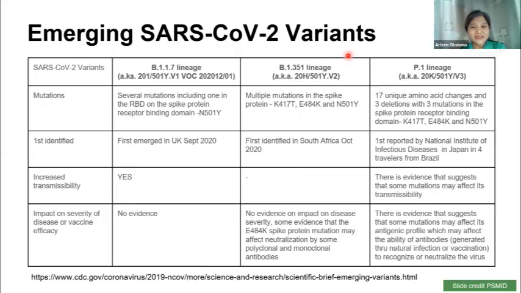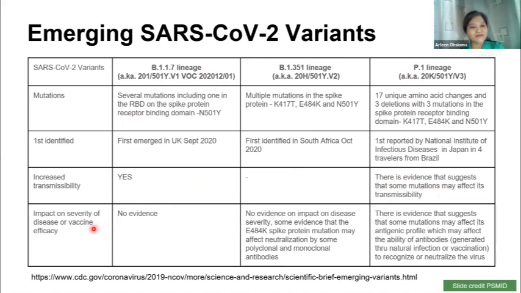So this table will show you the different variants, their mutations, where they were first identified, and then whether they confer increased transmissibility. So for the UK, it was confirmed to be more infectious compared to the wild type, and for the South African, there is evidence that suggests that some mutations may also affect its transmissibility.